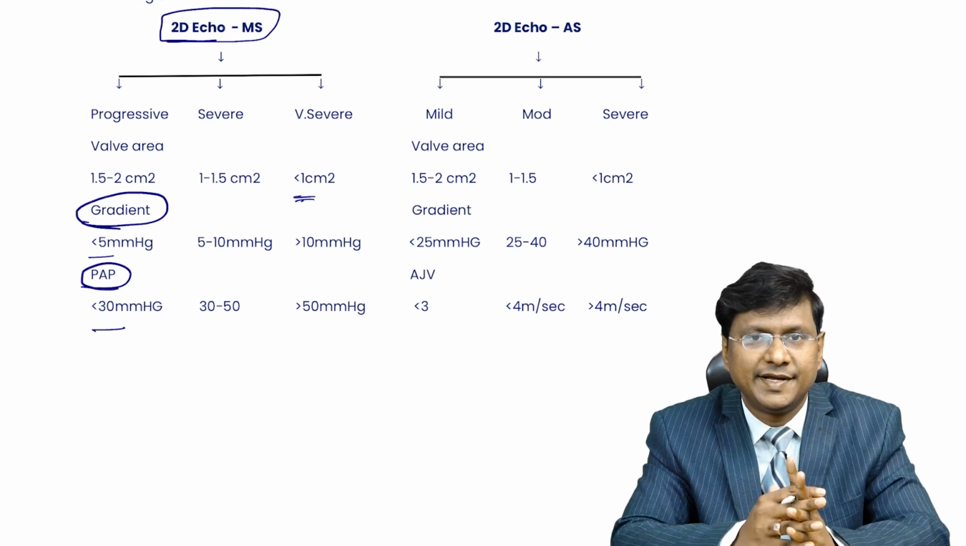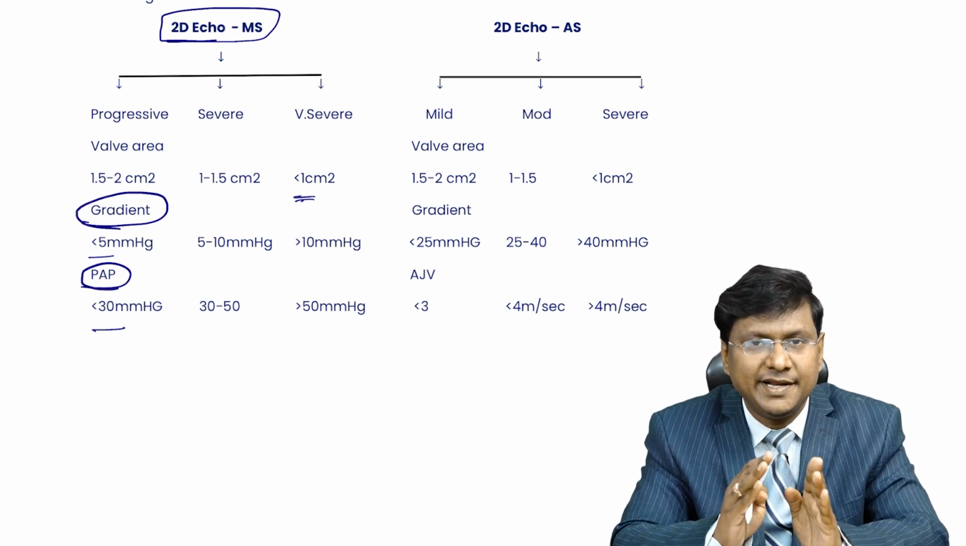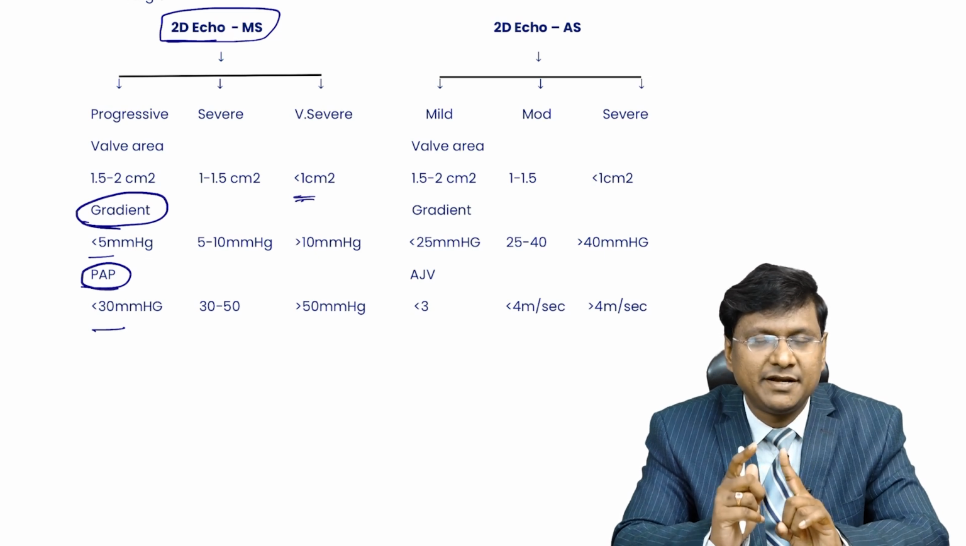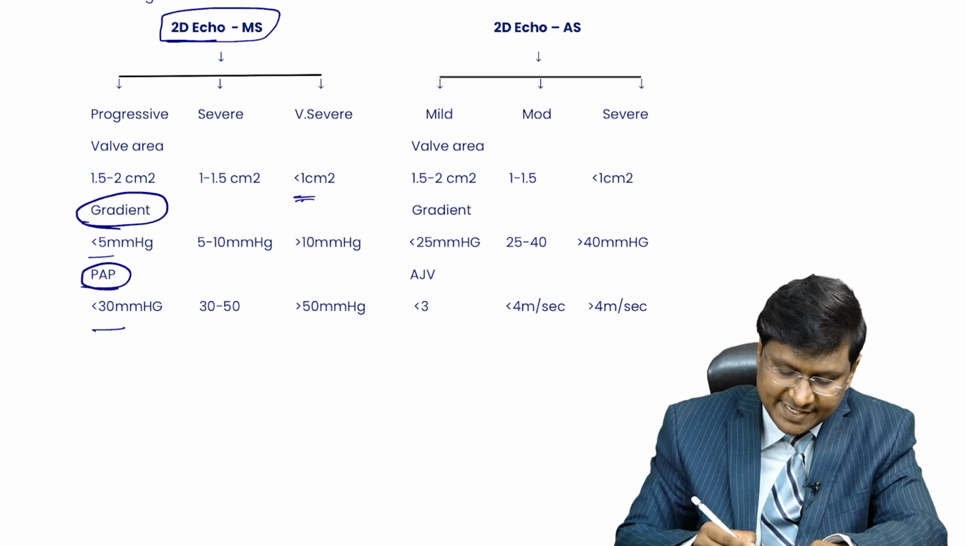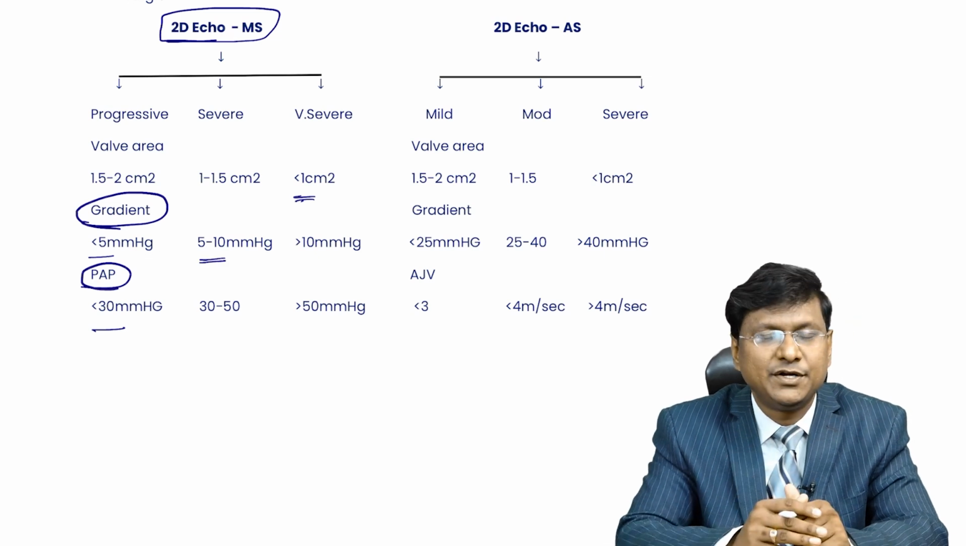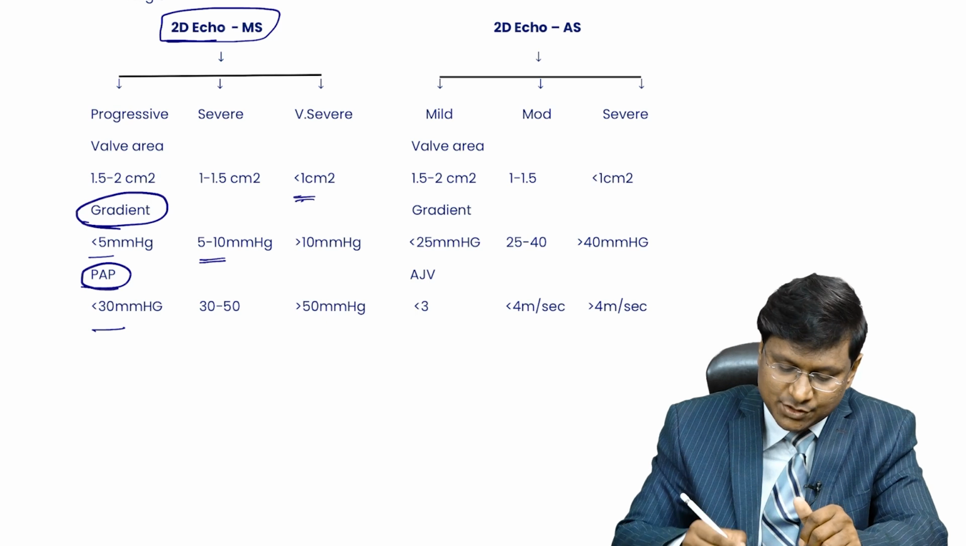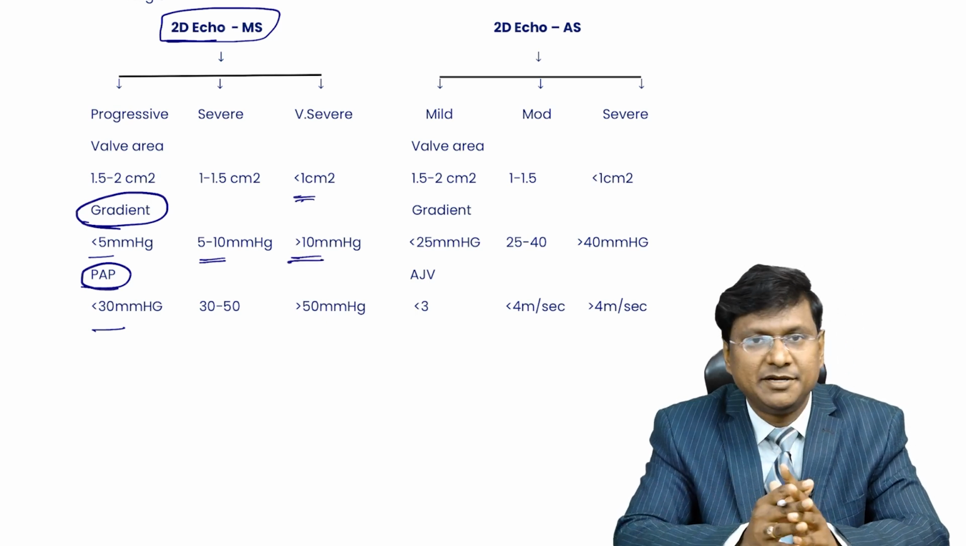Then coming to the gradient. If you take the gradient between the left atrium and left ventricle in patients with progressive mitral stenosis, it is less than 5 millimeters of mercury, whereas in severe, it is around 5 to 10 millimeters of mercury, and the gradient between the left atrium and left ventricle in very severe will be more than 10 millimeters of mercury.